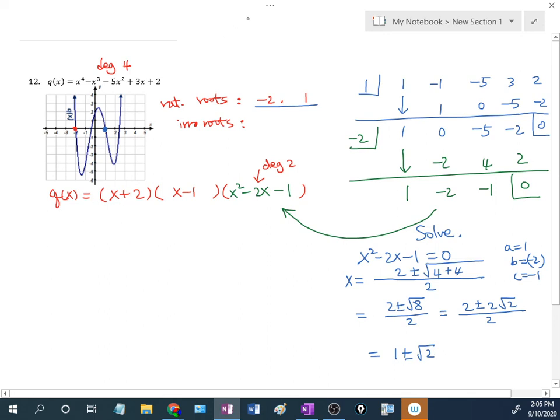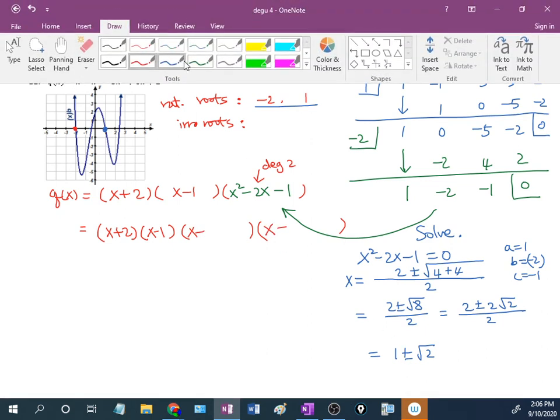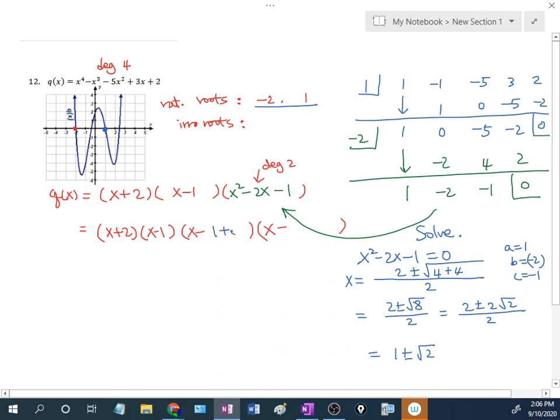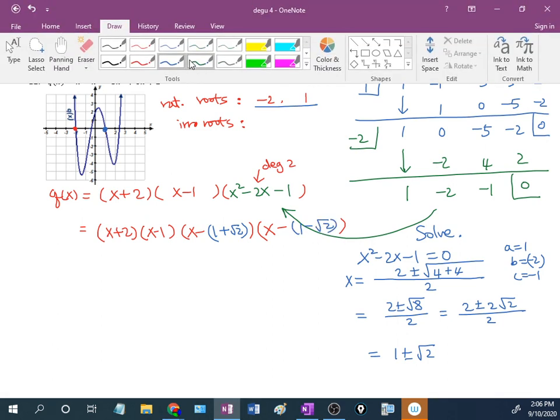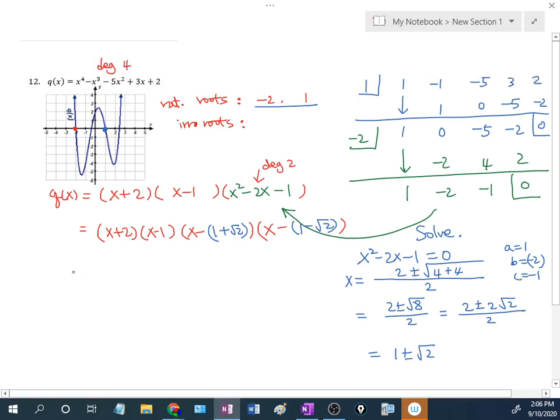So if I rewrite this in the factored form, and everything must be in the linear, I'm going to write this way. X plus 2, 1 factor. X minus 1, another 1 factor. And then let me put bigger parentheses like that. X minus, and one solution is 1 plus root 2. So I'm going to put 1 plus root 2 in the parentheses. 1 minus root 2 in the parentheses, okay? Would you like to expand those parentheses? And then yes, you can do that.